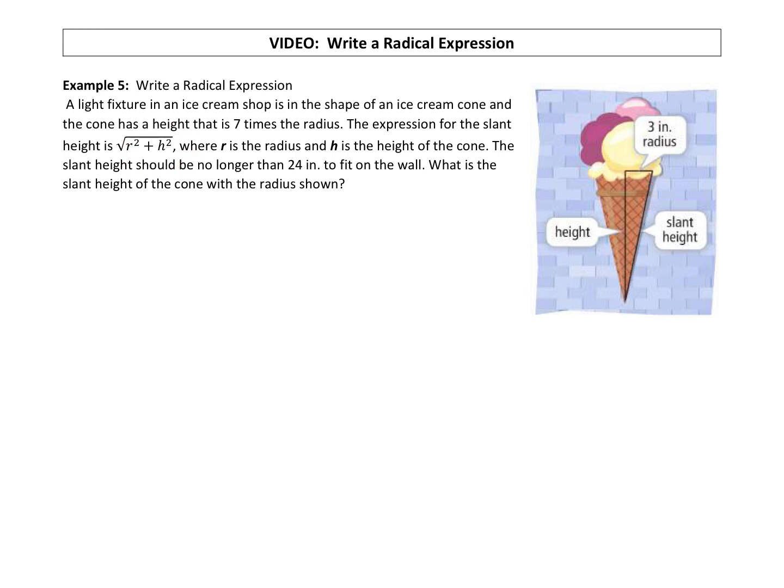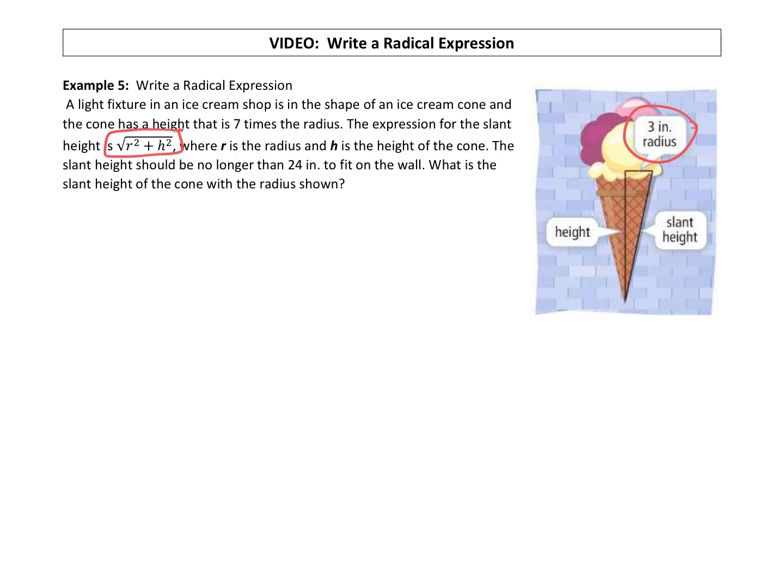The slant height should be no longer than 24 inches to fit on the wall. What is the slant height of the cone with the radius shown? So now, we're going to answer the question in the end using a radius of 3 inches. So first, let's make sense of this expression they gave us.